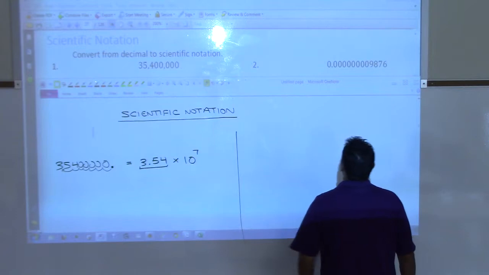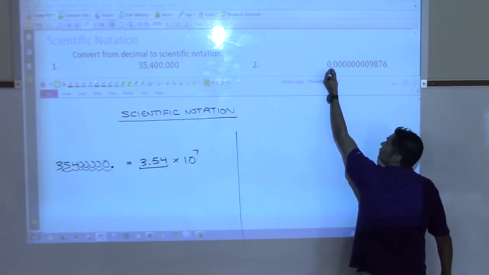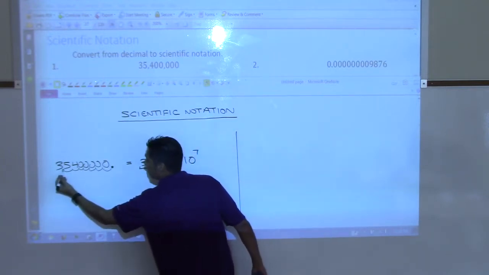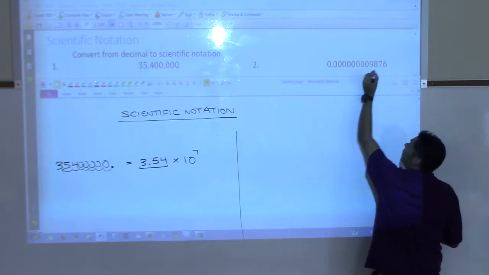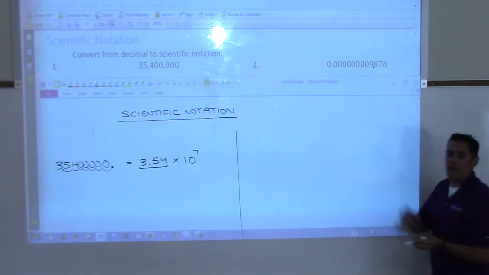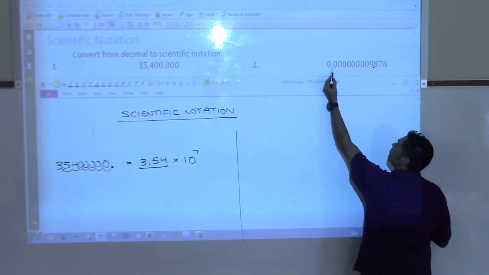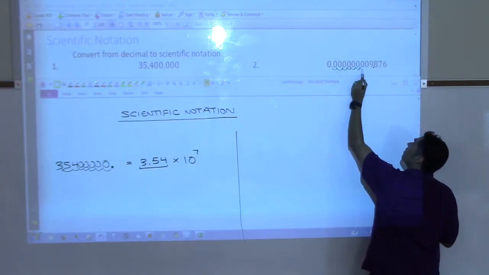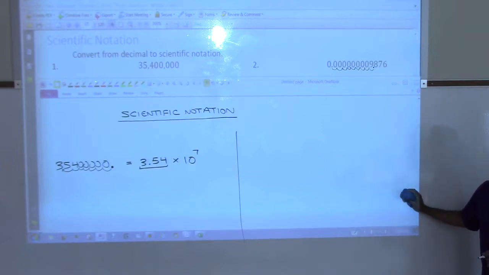Next one's different. This time, your decimal point's here, and instead of moving your decimal point to the left 7 times, what we want to do is move this decimal point to the right until we get it behind this 9. That way we would have a number and then some stuff after the decimal. So how many places would I have to go to move it to the right? 1, 2, 3, 4, 5, 6, 7, 8, 9, right? 9 places to the right.